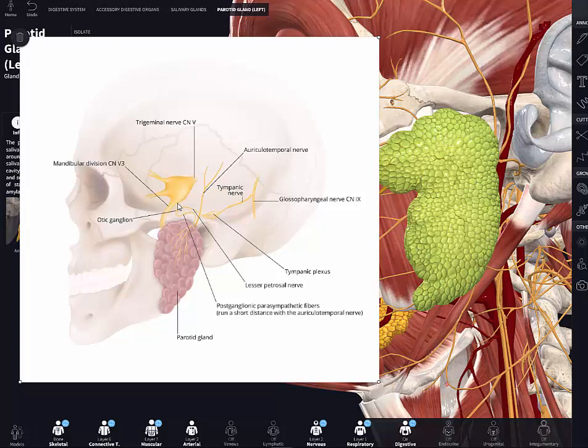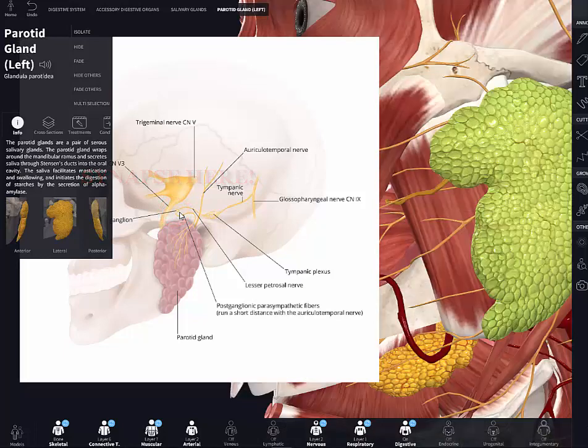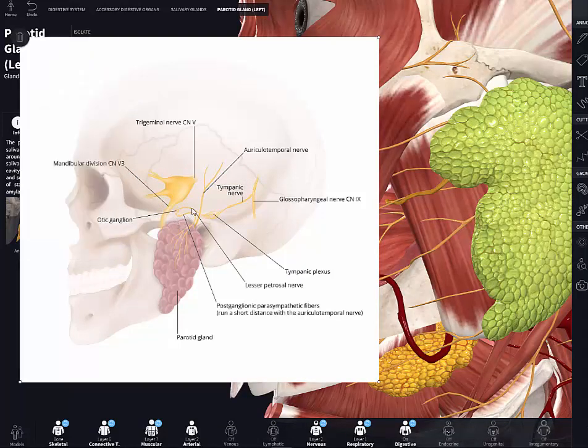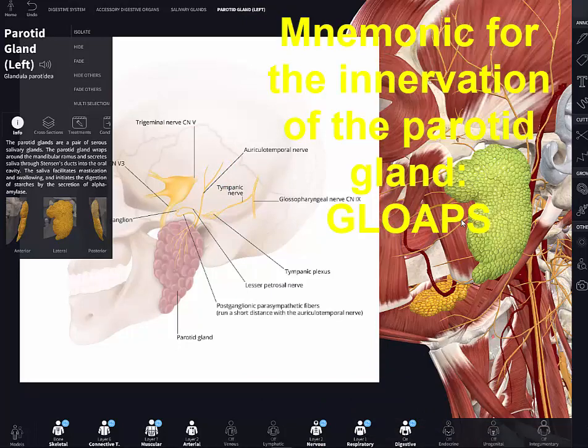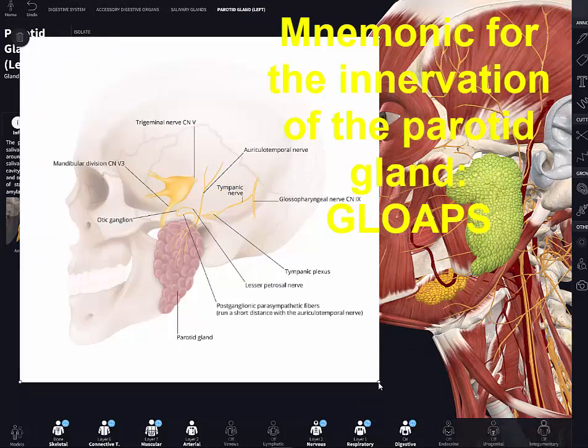The fibers will then synapse in the otic ganglion, where they become postsynaptic, and now comes the interesting part. These postsynaptic secretory fibers will then hitch a ride on the auriculotemporal nerve to reach their target organ, the parotid gland.